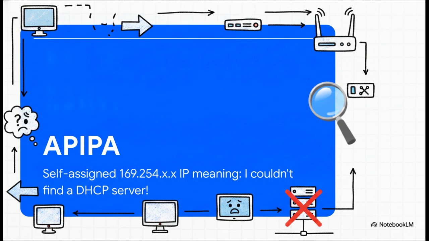It's like the computer is screaming, hey, I need an address over here, but it's getting zero response from the router. So in a total panic, it assigns itself this 169.254 emergency number. But the tragedy, this leaves the device completely isolated. It can't reach the internet at all. It can literally only talk to other lost devices sitting on that exact same local switch.